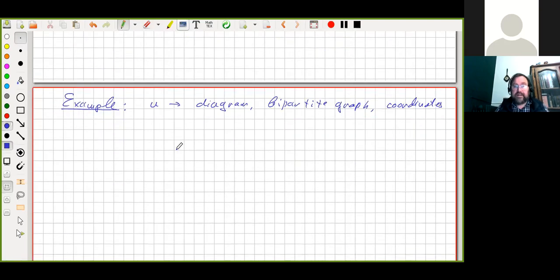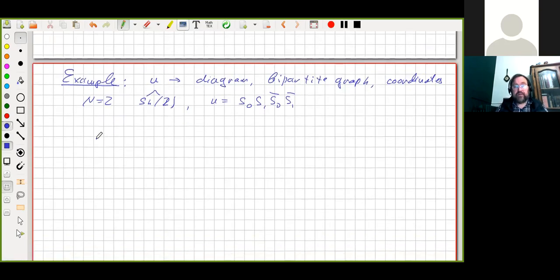So the idea is the following. Let's take the simplest possible word. So let's take n equals 2. The group is SL2 hat, and the word Q will be S0, S1, S0 bar, S1 bar. And the recipe to construct it: let's take, maybe I should draw the torus as a square.